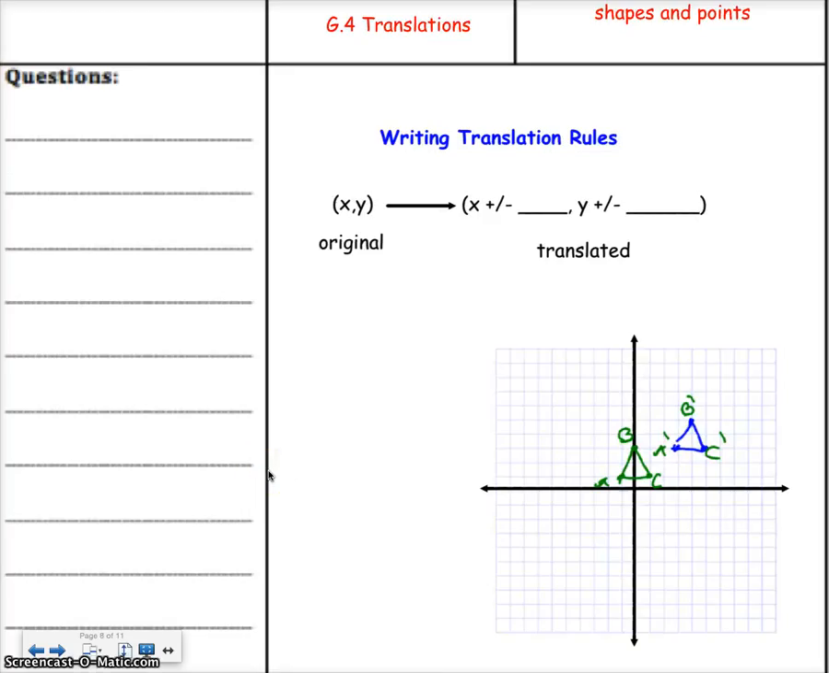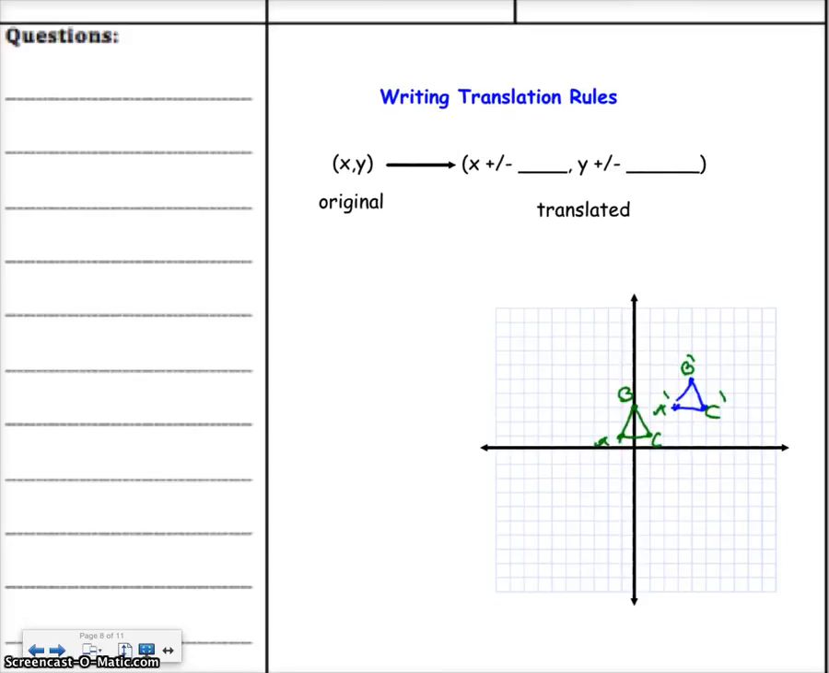One of the things you're going to have to do with the rule today, so there's the template again at the top, is it always will look like this. You have an (x, y), it gets slid to, and then whatever each x and y got changed by. Remember that if you go to the right, it means plus, left means minus, and up means plus, down means minus.